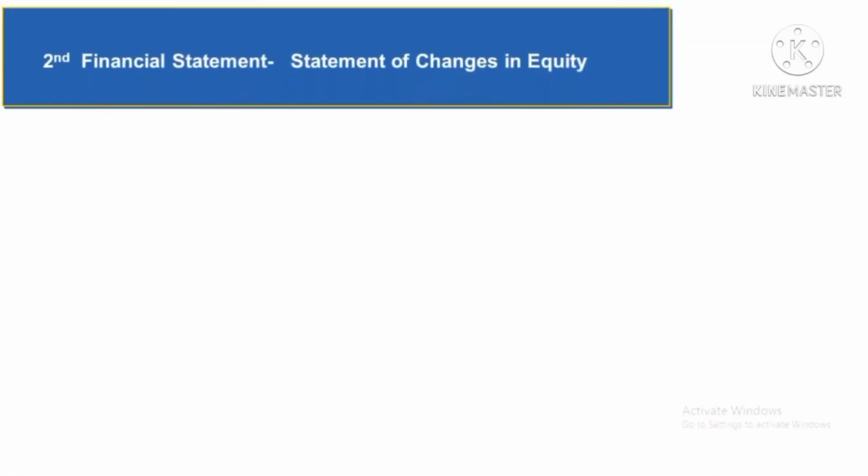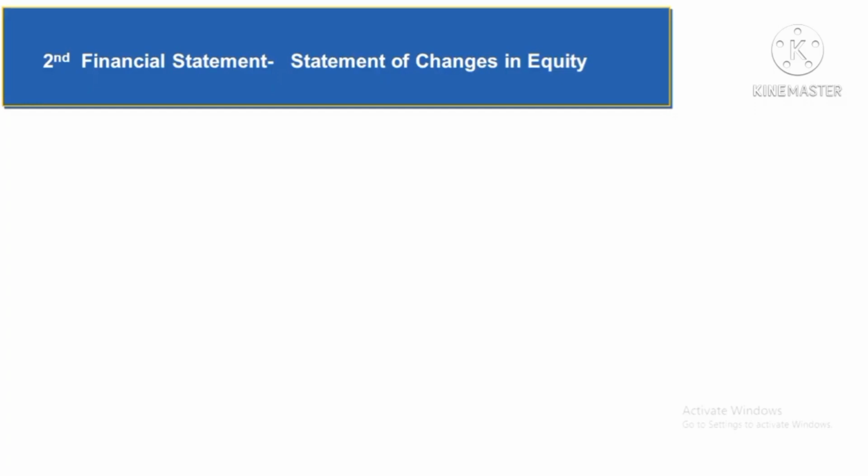The second FS is the statement of changes in owner's equity. So this FS just summarizes all the things that affect the equity or capital account. As I've told you over and over in the past videos, the 4 transactions that affect the capital or equity account are: number 1, the investments of the owner; number 2, the withdrawals of the owner; number 3, the income or revenues of the entity; and the last, the expenses of the business.